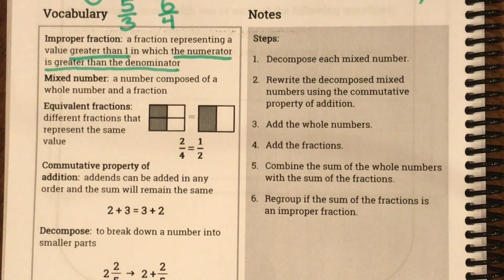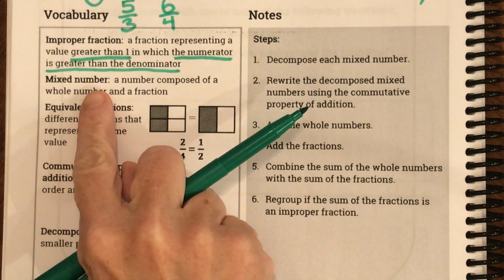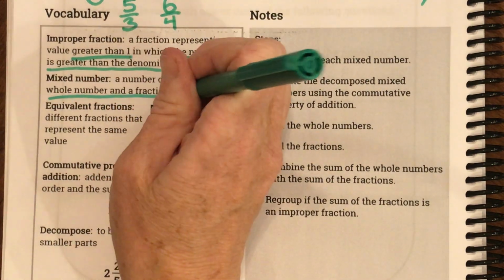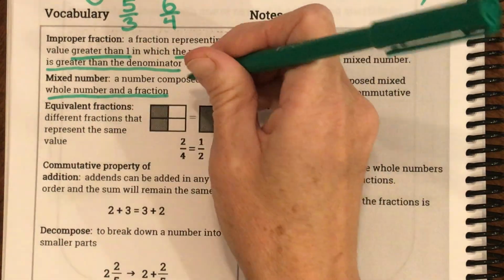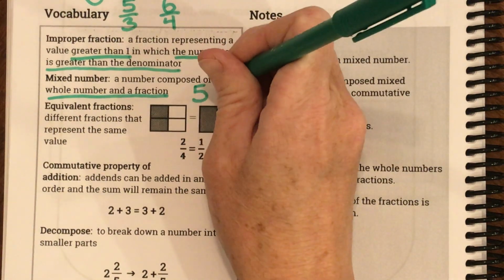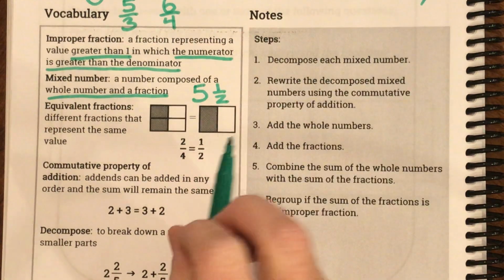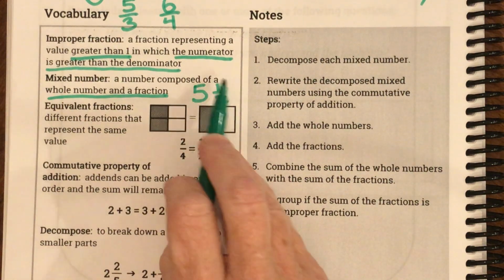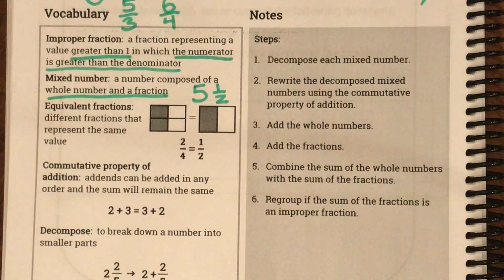Okay, our next word is a mixed number. A number composed of a whole number and a fraction. So an example could be if I had 5 and 1/2. So I have a whole number and a fraction together. That's called a mixed number.